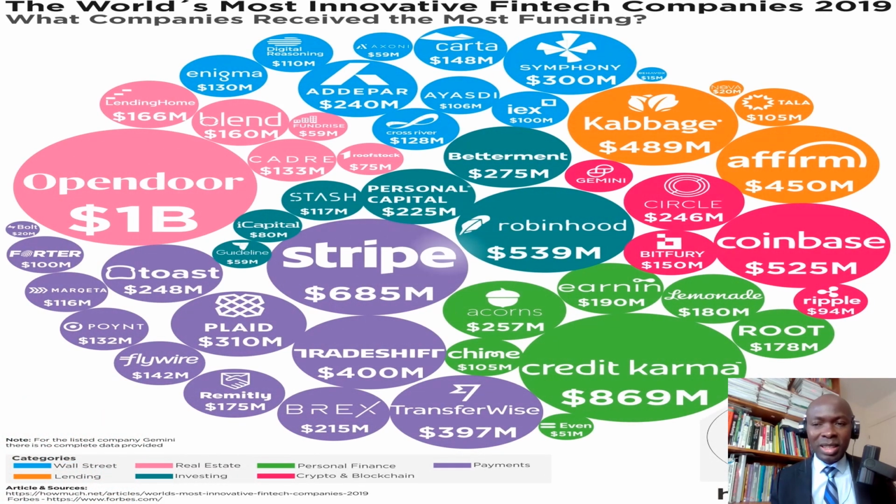And this, for example, is a sector-specific list of the most innovative fintech companies. Fintech is financial technology companies in 2019, and the funding that they actually received. So you'll find that across some of these companies like Stripe, Open Door, Plaid, and the rest of them, TradeShift, Credit Karma, Root, for example, Robinhood, Coinbase, Affirm, Cabbage, and the rest of them. There are a wide range of these, Betterment.